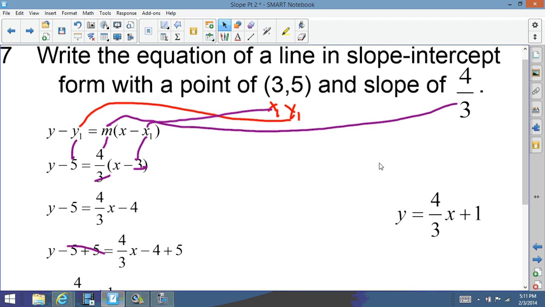So that was the point-slope formula. When you have a point and a slope, you can actually get the equation as well. So that's all you need, just one point. Sometimes they give you two.